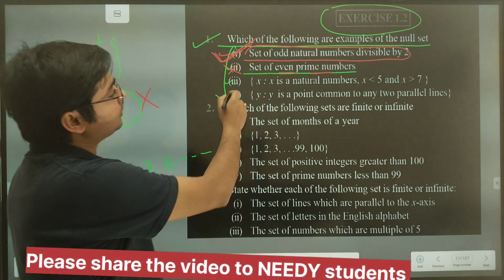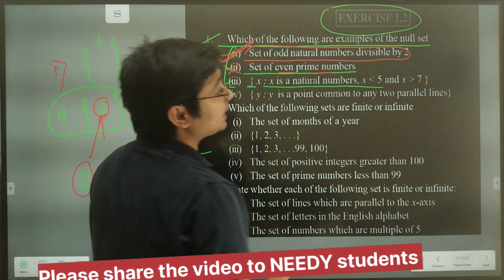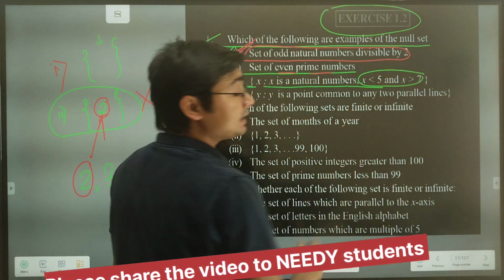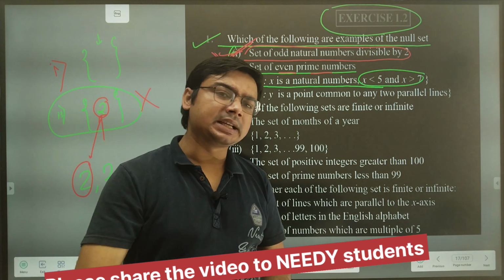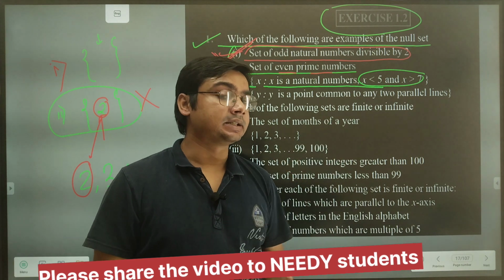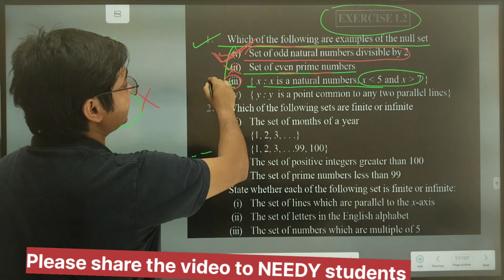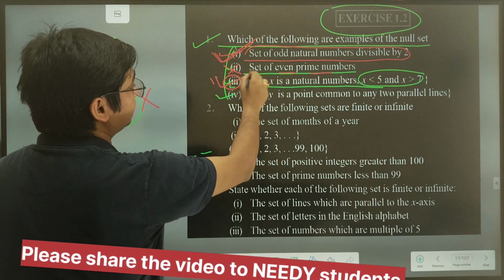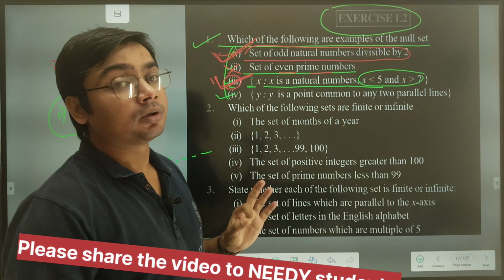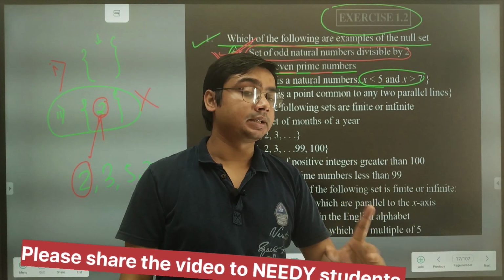Now come to question number 3. x is a natural number less than 5 and greater than 7. Guys, does any natural number exist which is less than 5 but greater than 7? Is it possible? No. That means this collection is also an empty set, because there is no such x. So question 3 will be the null set or empty set.